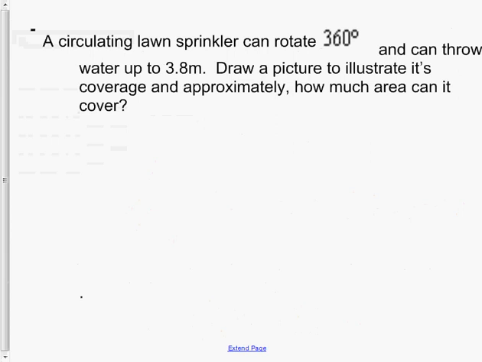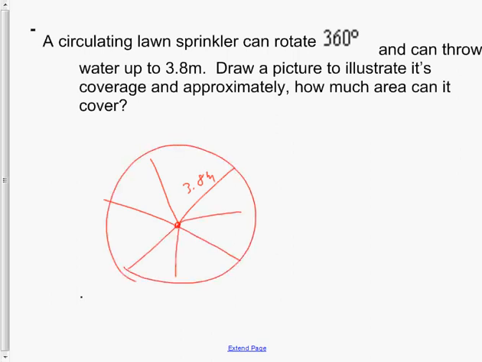The next question is, a circulating lawn sprinkler can rotate 360 degrees. So I'm going to put a sprinkler here. It can throw water 3.8 meters in all directions, which means that 3.8 meters is really the radius of a circle. So there's your picture that kind of shows it. It's kind of messy, but whatever.